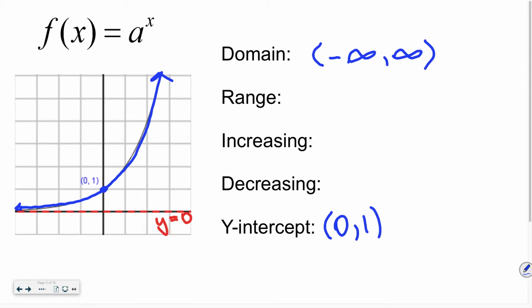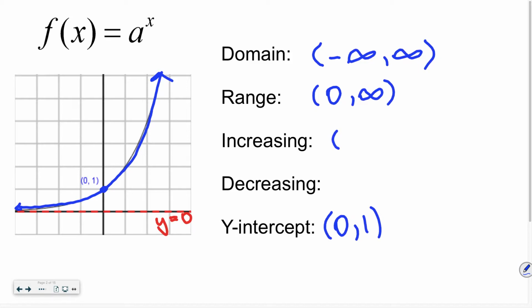Okay, our range. I want you to think about where do we have y values? Okay, Sydney, where are our y values? Anything above 0. Yeah, anything above 0. And we have that asymptote there. They're approaching. So we have 0 to infinity where we don't include 0.